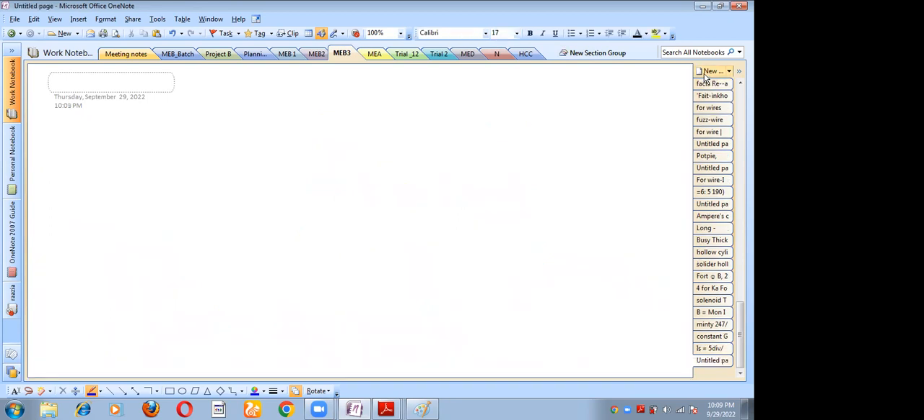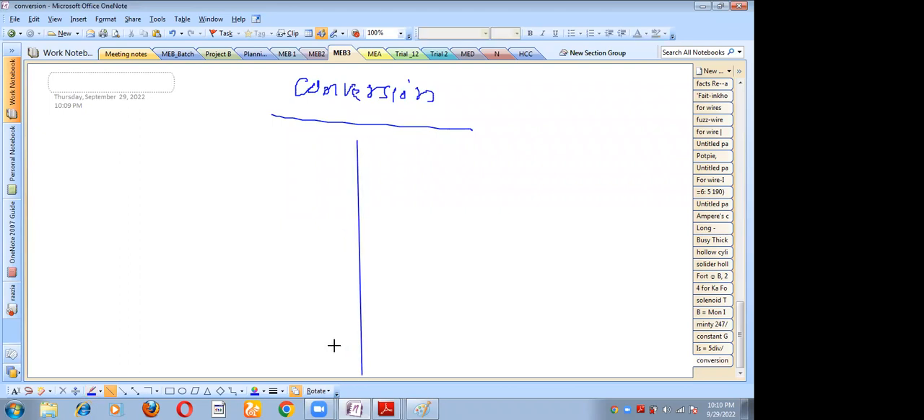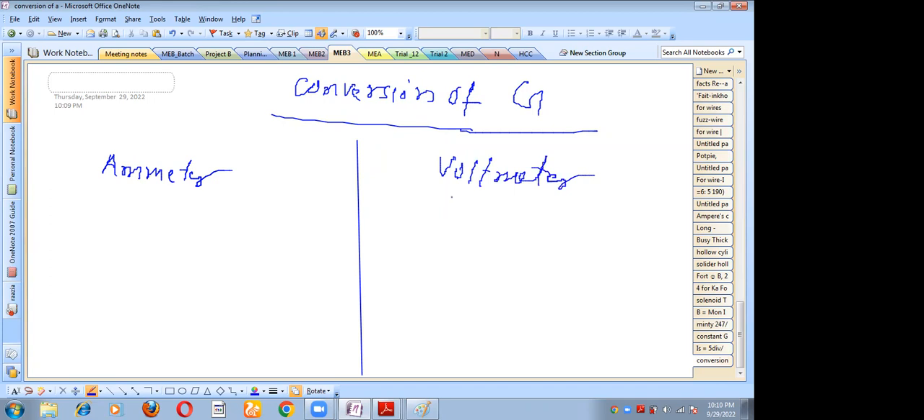Now, a very important topic, the most important topic of this chapter, is conversion. With a galvanometer, we can have two types of conversions. I can write: conversion of a galvanometer. A galvanometer can be converted into an ammeter, and a galvanometer can be converted into a voltmeter. Both possibilities are there.